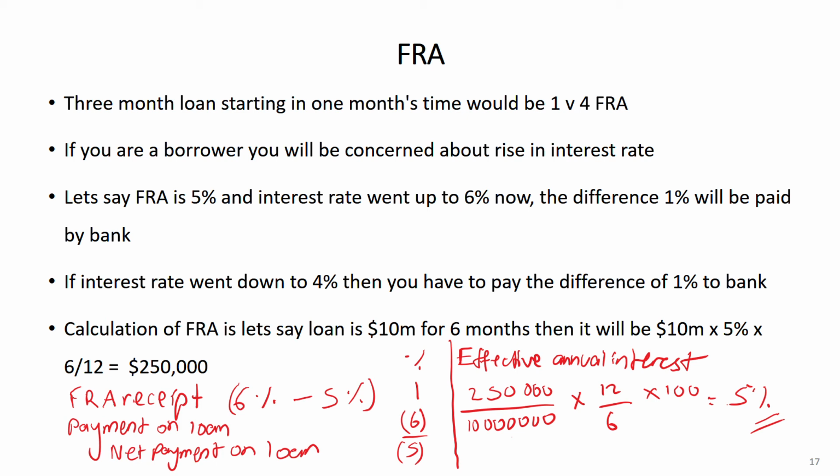And effective annual interest, you might be asked this question. If you are asked what is the effective annual interest rate, this is how you have to calculate. What was the amount out of the 10 million? It is 250,000, right? Total interest 250,000. So that 250,000 over 10 million, multiplied by 12 over 6, always like this: 12 over the duration of the loan. 12 will be on top, divided by the duration of the loan. Here it is 6, that's why divide by 6, into 100. Again it is 5% only, because FRA is 5%. So the effective annual interest rate will also be 5% only. Same way if you do it for a decrease, you still get an effective interest rate of 5% only. You can try and do it.